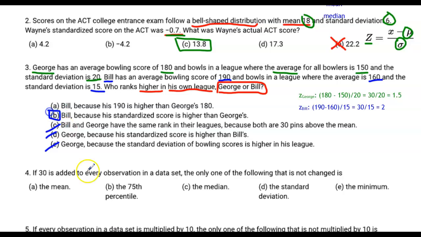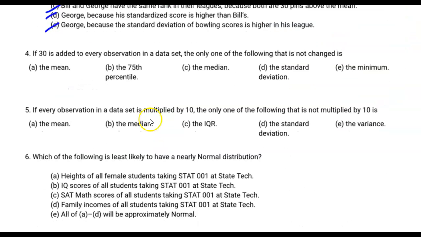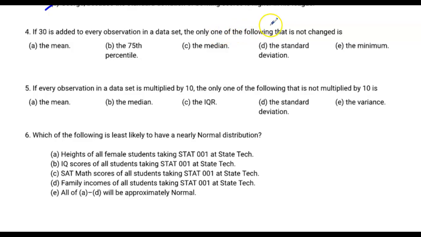Beautiful. Number 4, if 30 is added to every observation in a data set, the only one of the following that is not changed is... well, you know that when you add values to observations in a data set, that means that measures of center are going to be affected, and measures of spread are not going to be affected. Some of these things are not either, actually.